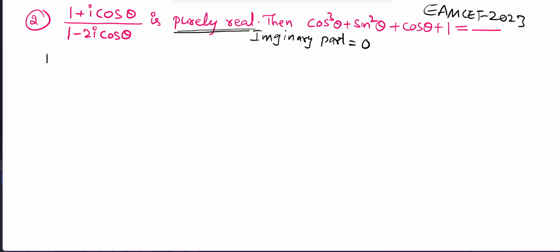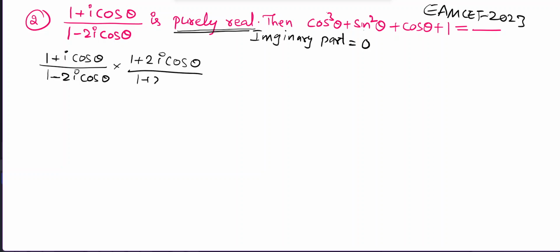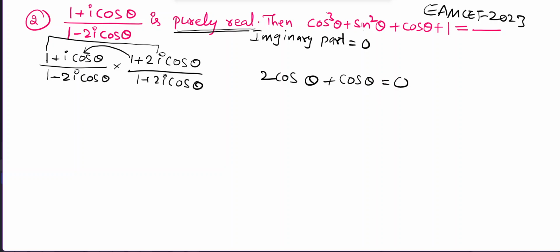The given expression is (1 + i cos θ) by (1 − 2i cos θ). Take rationalization: multiply by (1 + 2i cos θ) by (1 + 2i cos θ). We take the imaginary part, where the real part is multiplied by the imaginary number. 1 into 2 cos θ, that is 2 cos θ, plus 1 into cos θ, that is cos θ, is equal to 0. This is the imaginary part.